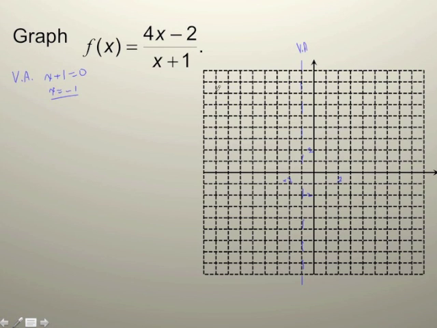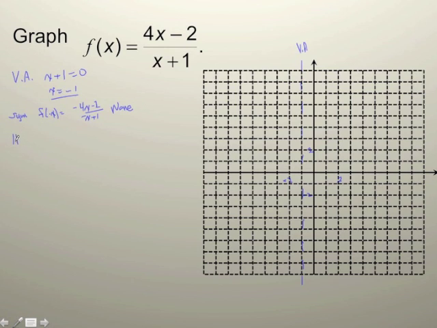Step 2 is to check for symmetry. When I'm checking for symmetry, I'll find f of negative x. Well, that turns out to be negative 4x minus 2 over negative x plus 1. That does not equal either f of x or negative f of x. So for symmetry, there's none that we recognize this way.